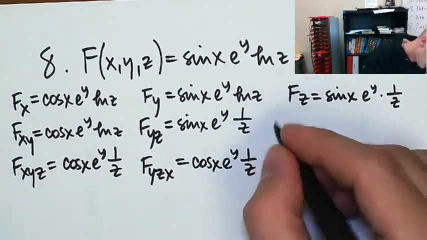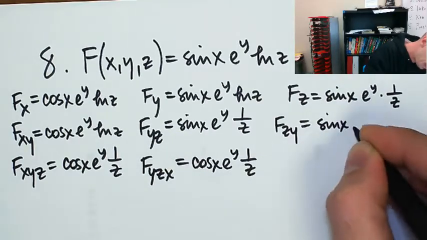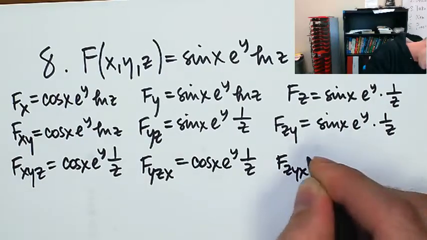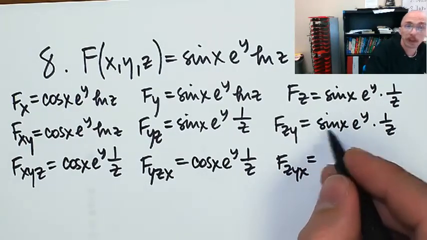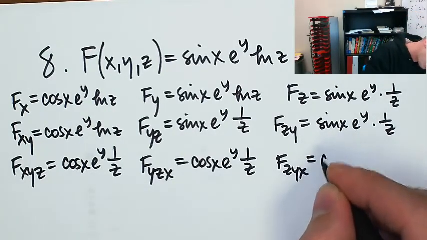And fzyx. Okay, e to the y is its own derivative. And I'm going to take the derivative of all this with respect to x. This is the only thing that depends on x, so it's going to be cosine x e to the y 1 over z, like I'd hoped to show in the first place.